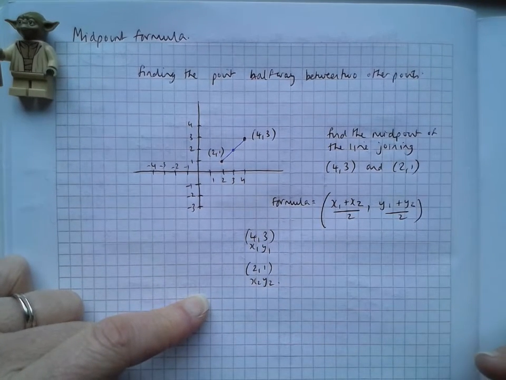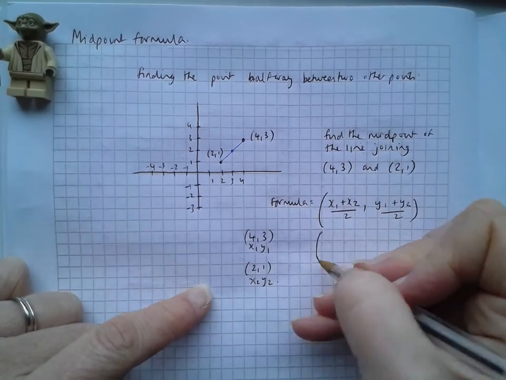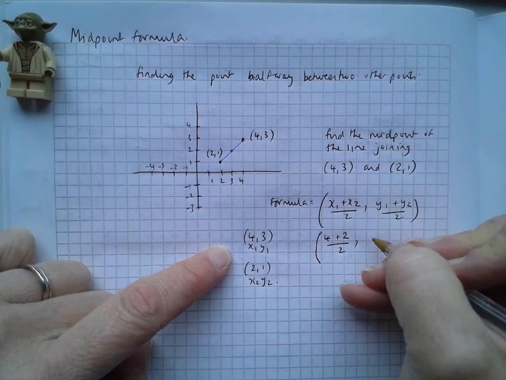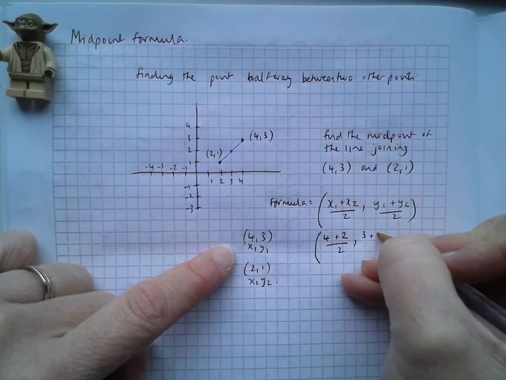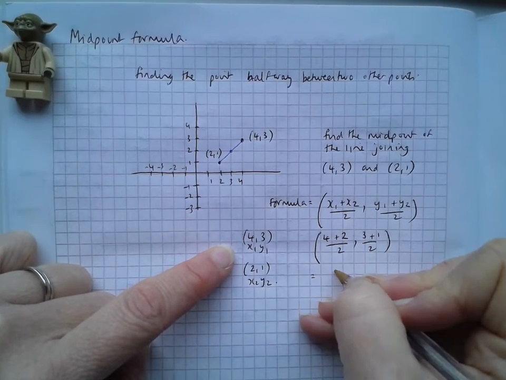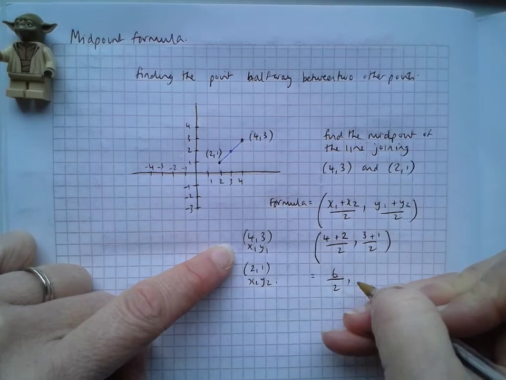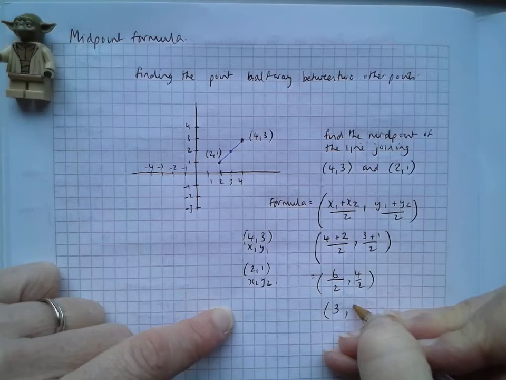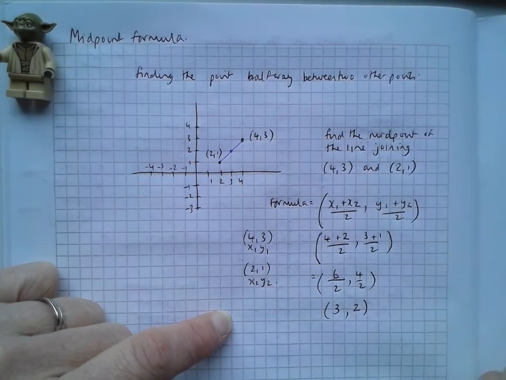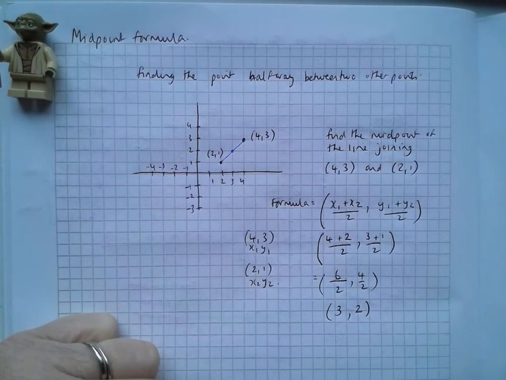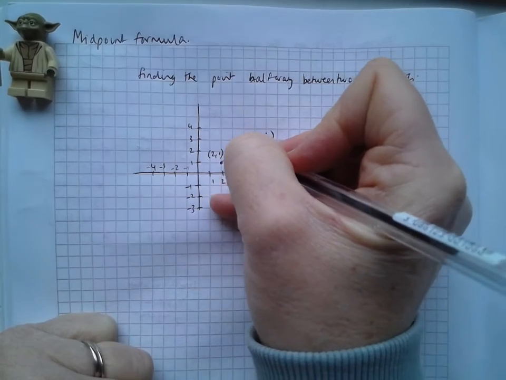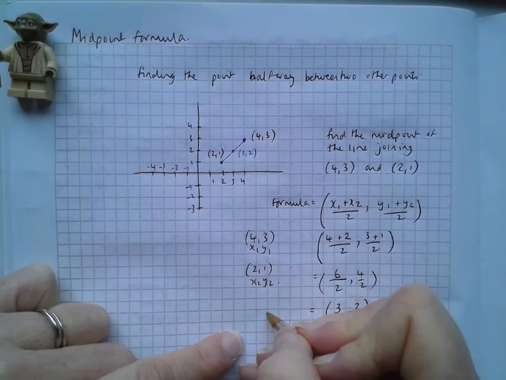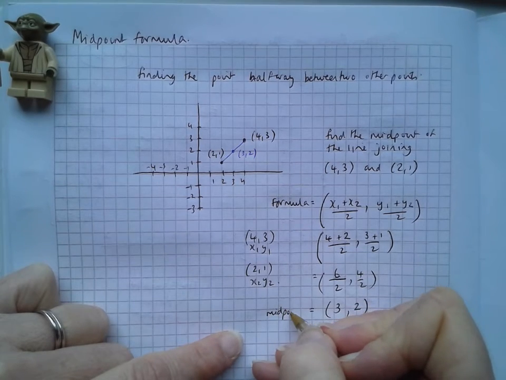So our formula is going to be x1 plus x2, 4 plus 2 over 2, and 3 plus 1 over 2. Which is going to be 6 over 2, 4 over 2. So 6 divided by 2 is 3, 4 divided by 2 is 2, so it's at the point 3, 2. Does that make sense? Let's look up here. Yes, this is the point 3, 2, so we were right. The midpoint of the line joining 4, 3 and 2, 1 is 3, 2.